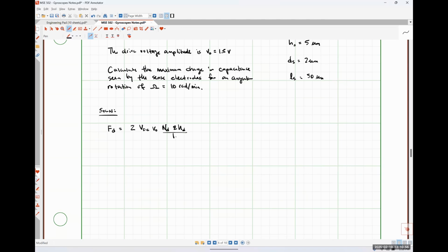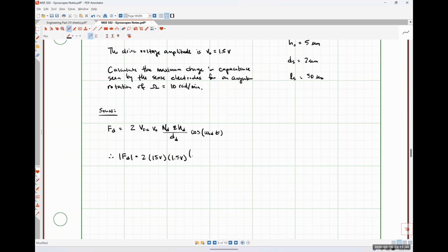over D sub D times the cosine of omega naught D. Sorry, that shouldn't be a capital D there. Omega naught D T. Like so. From this, the amplitude of our force for our drive mode is going to be 2 times 15 volts times 1.5 volts.